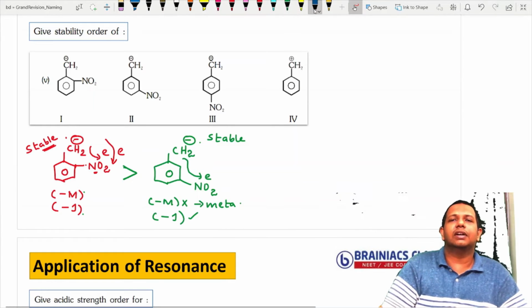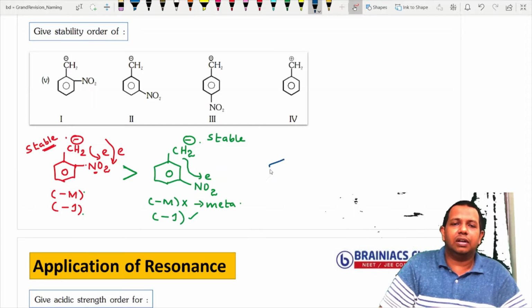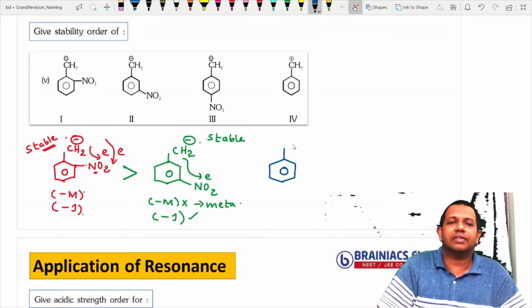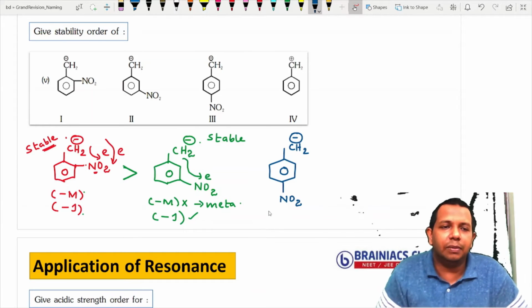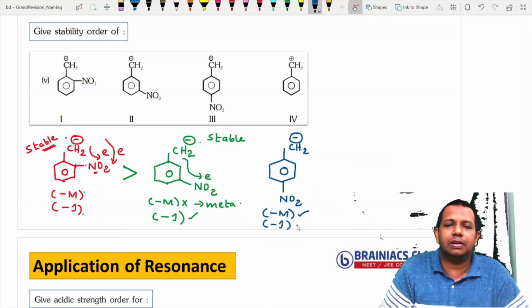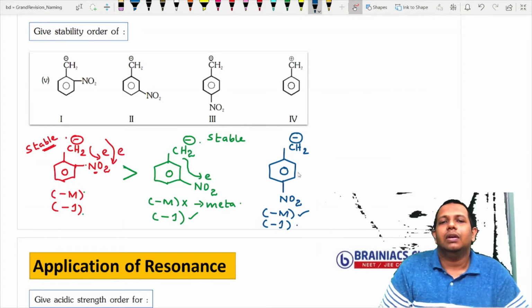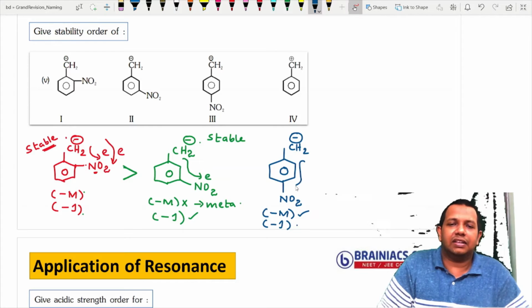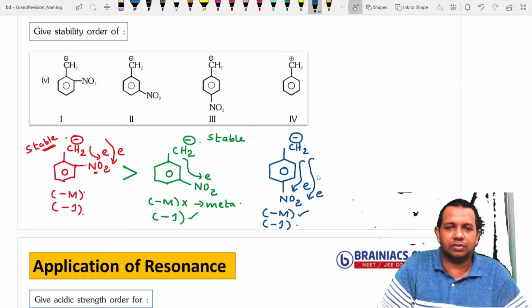Now let's go to the third one. In the third one, you can see again the benzene ring is connected. This benzene ring has CH2 minus present, and you have the NO2 group present at the para position. Now tell me, what effect does the NO2 group have? We know it has a minus M effect, and also a minus I effect. Here minus M is applicable. Why? Because it is at the para position. Through the minus M effect, it is attracting the electron in this direction, and also through the minus I effect it is attracting the electron in this direction. So the charge density over here is decreasing, making it stable.